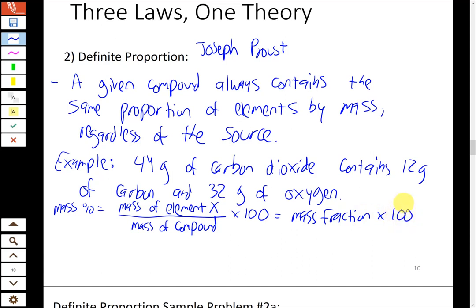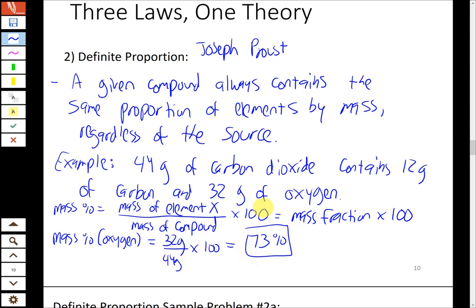And this is important because this is how we can define the composition of a substance. So let's calculate it for carbon dioxide. If we want to find the mass percent of oxygen in carbon dioxide, we were told that the sample has 32 grams of oxygen. The total mass of carbon dioxide is 44 grams. Then we multiply that by 100 to get a percent. That comes out to 73%.